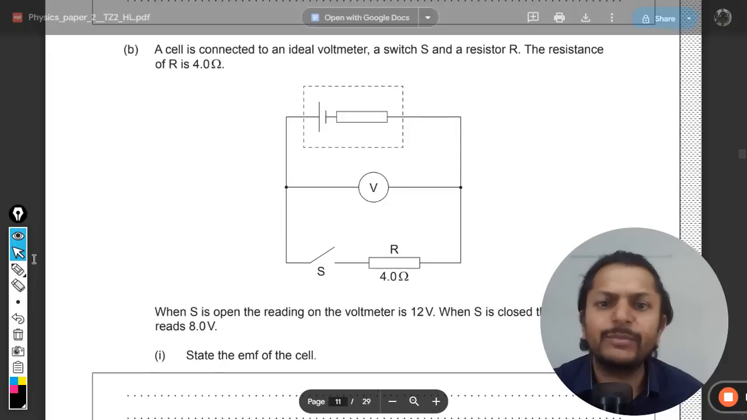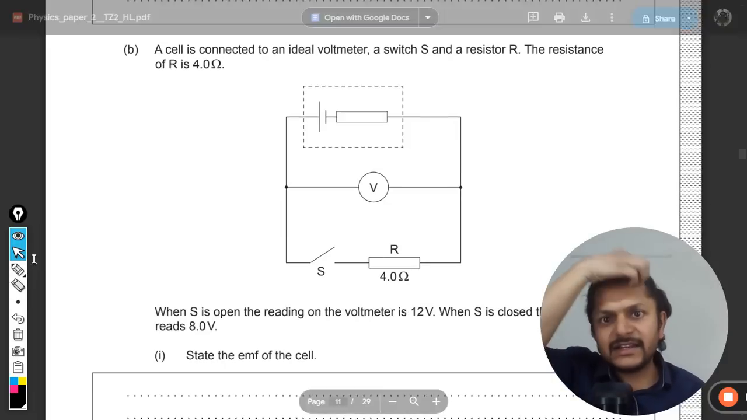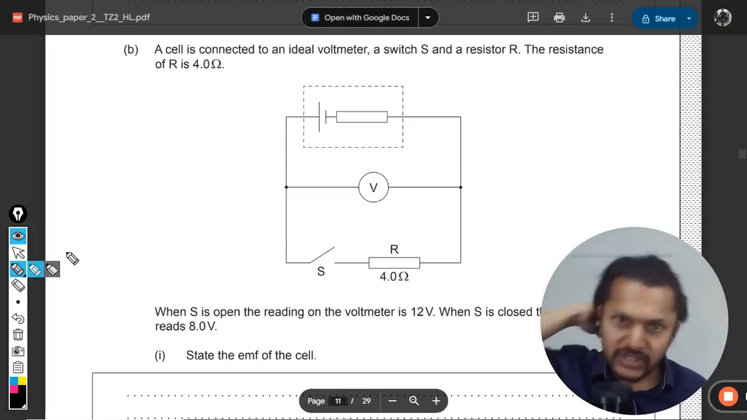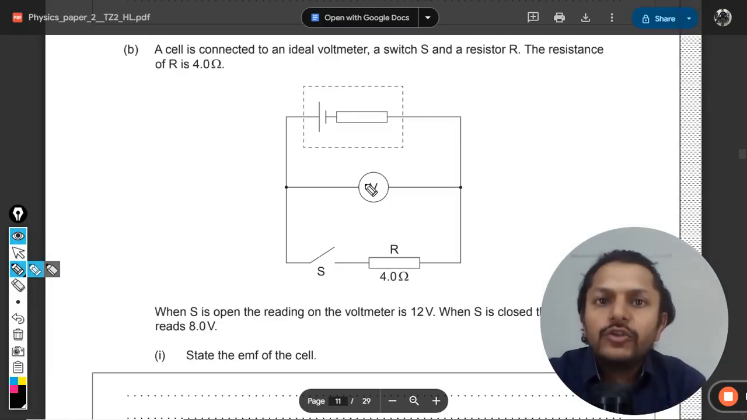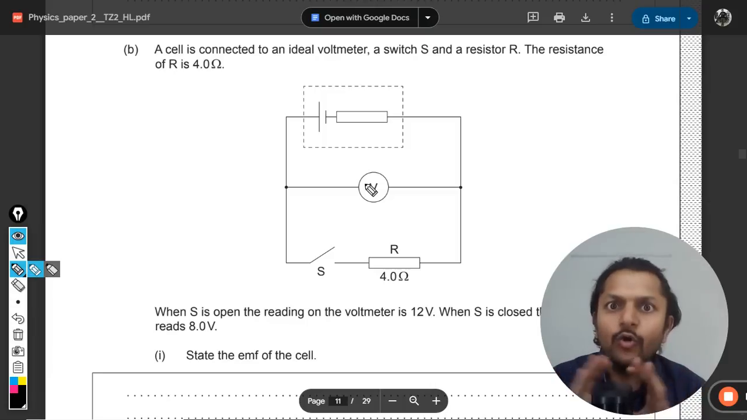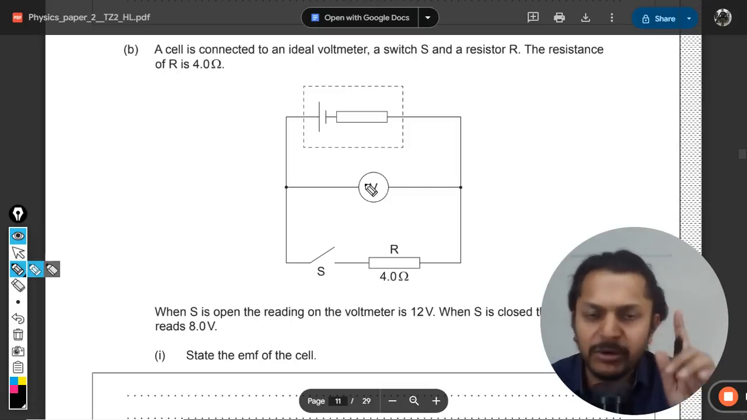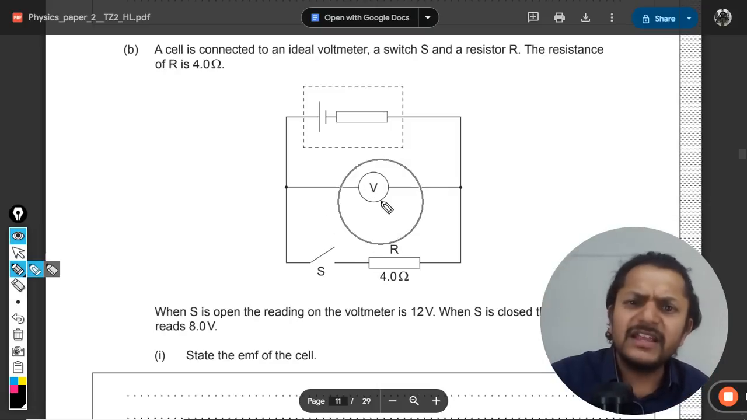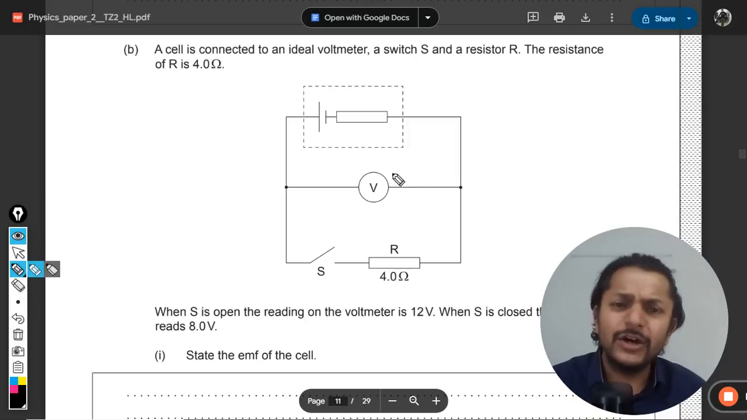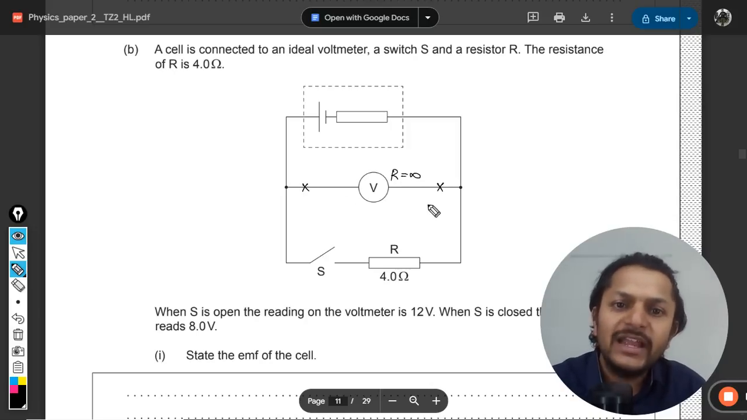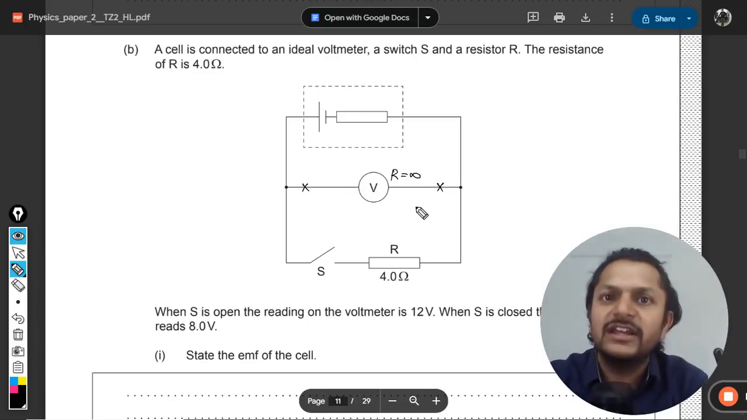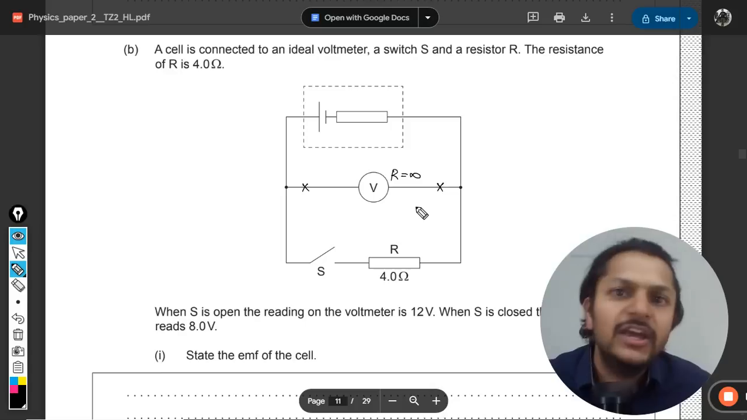Let us move to part B first. The cell is connected to the ideal voltmeter. Okay. This is an ideal voltmeter. There are many students who ask, sir, how do you recognize that the voltmeter in the given circuit is ideal? My dear students, only the ideal voltmeter is in our syllabus. So it cannot be anything else. Number two, this is the way that they show an ideal voltmeter. Simple. So an ideal voltmeter has infinite resistance, and so in spite of being connected to the circuit, current is not going to enter into the voltmeter branch.